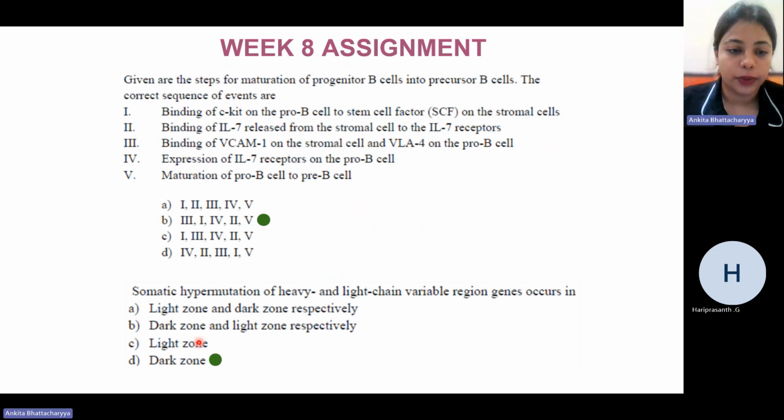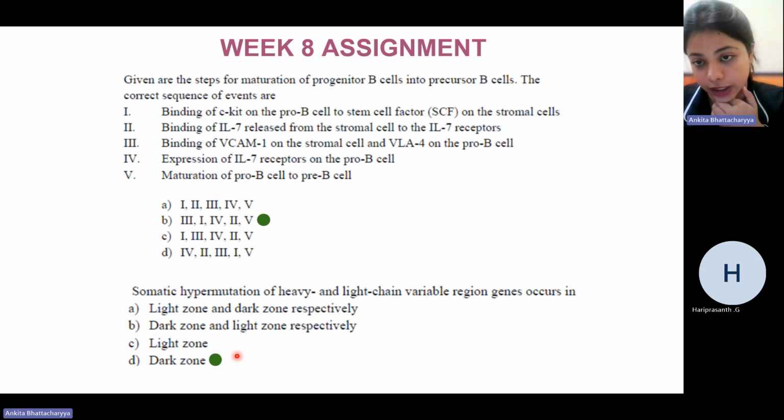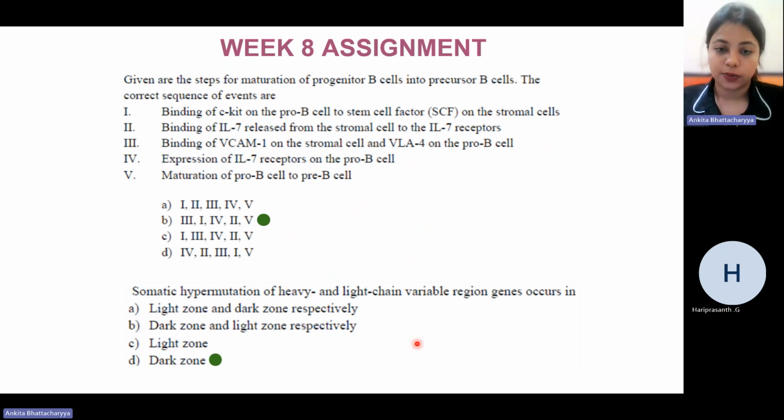And finally, we were asked about which of the following zones somatic hypermutation of the heavy and light chain variable region genes occurs in. We have discussed the way in which each of these events occur sequentially, in spatially separated regions. That is, the light zone and the dark zone respectively have certain functions, and different substeps of B cell maturation take place in different subregions. Based on that, the somatic hypermutation event occurs within the dark zone, and therefore option D is the correct answer in this case.